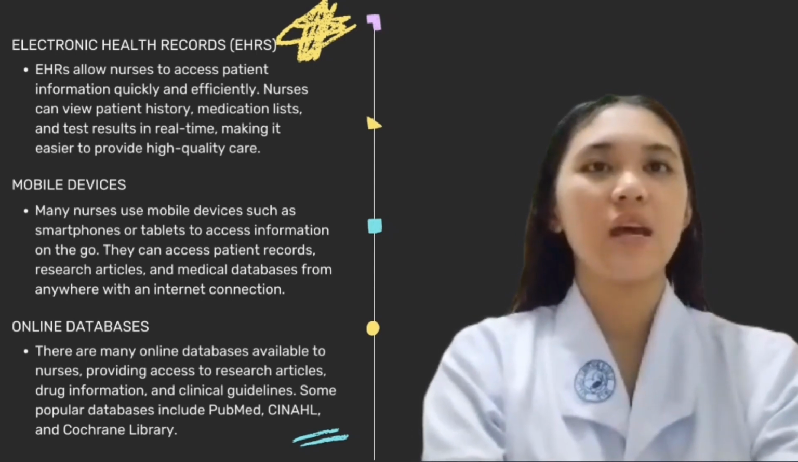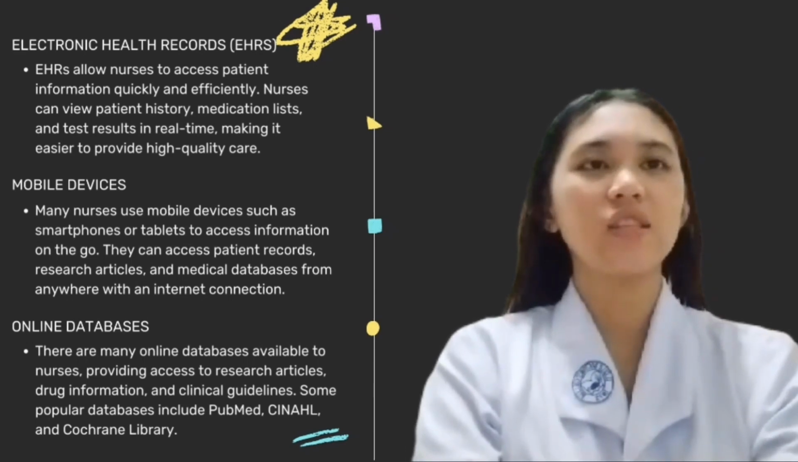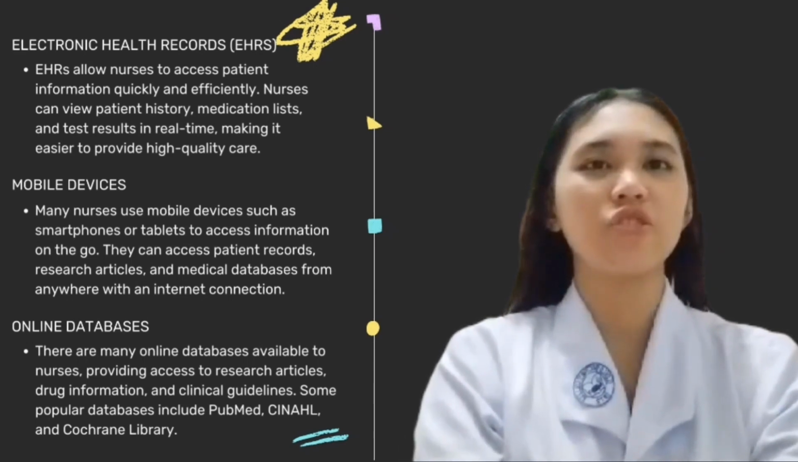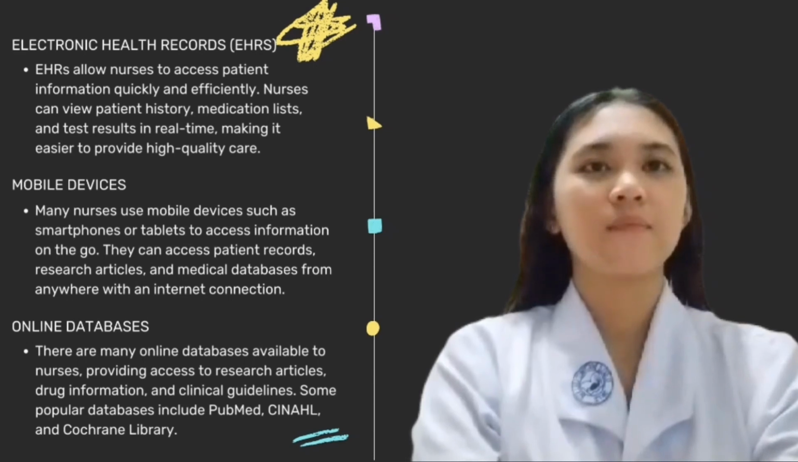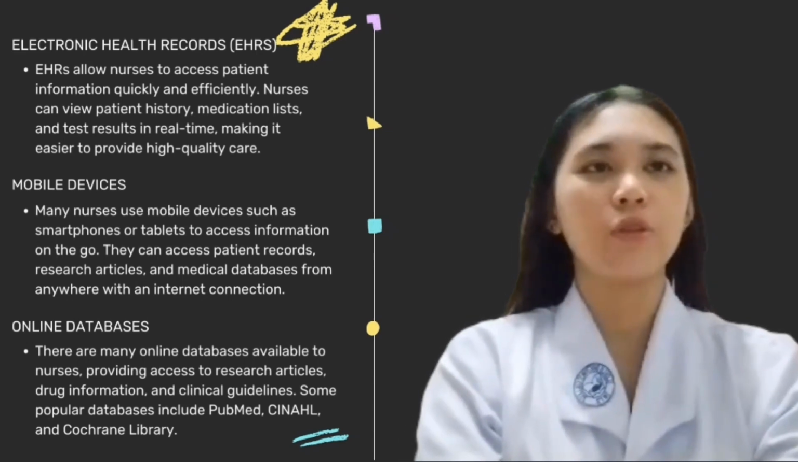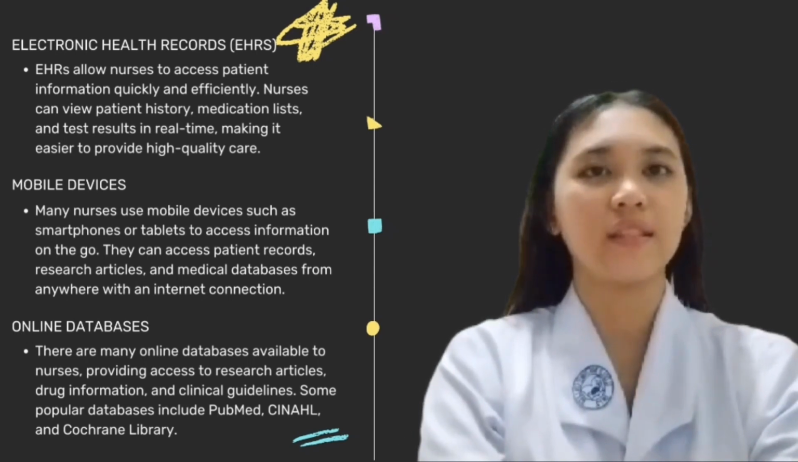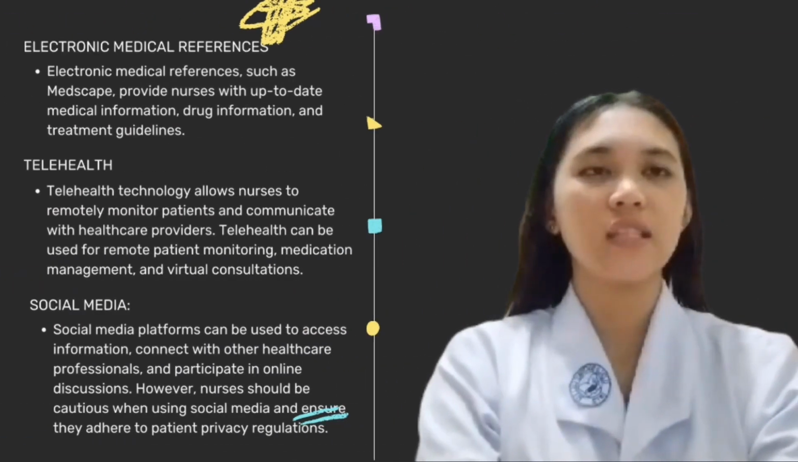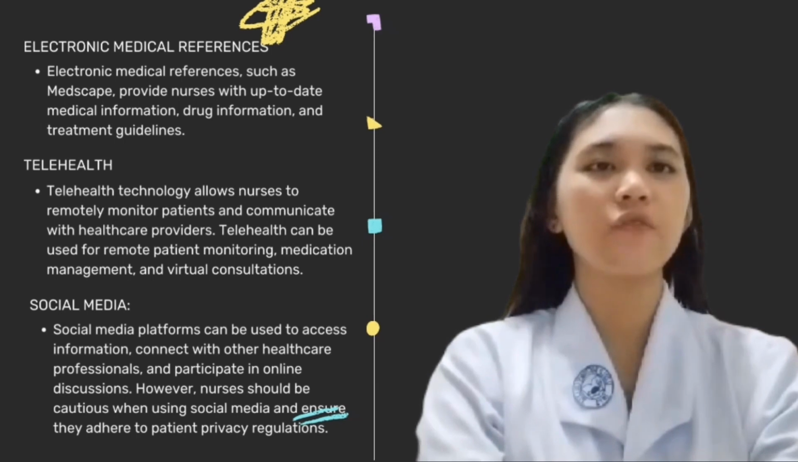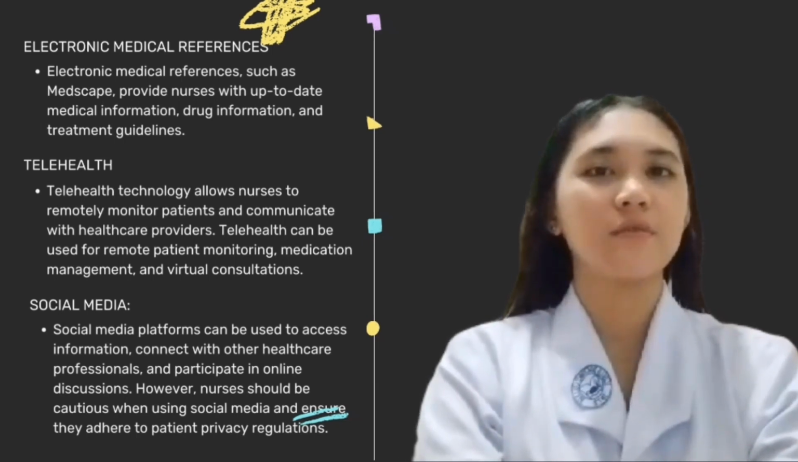Second, mobile devices. Many nurses use mobile devices such as smartphones or tablets to access information on the go. They can access patient records, research articles, and medical databases from anywhere with an internet connection. Third, online databases. There are many online databases available to nurses, providing access to research articles, drug information, and clinical guidelines. Fourth, electronic medical references. Electronic medical references, such as Medscape, provide nurses with up-to-date medical information, drug information, and treatment guidelines.